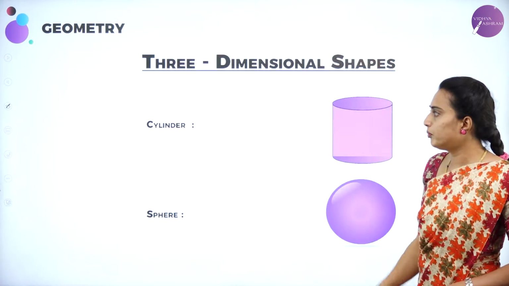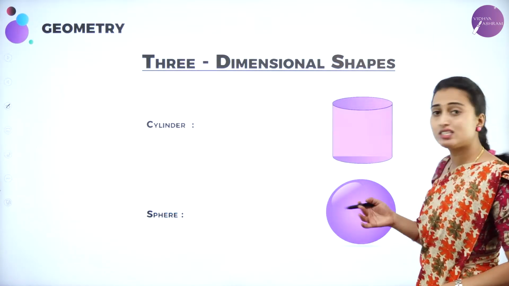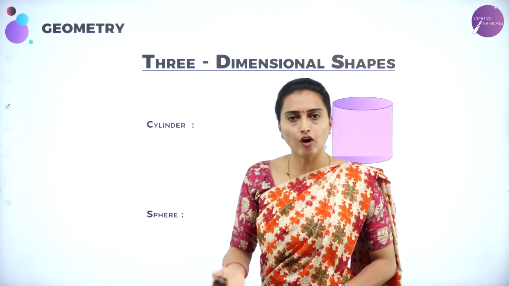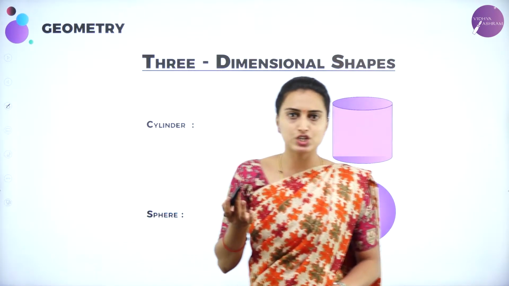Okay, next we'll be moving on to the cylinder. See how nice. And then you are going to have a sphere, which is a globe, you can take it as, isn't it? Or a football, volleyball, throw ball, all that will be considered as sphere shapes.